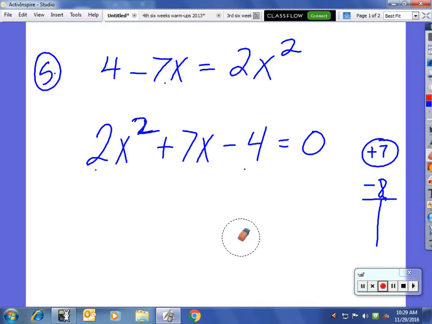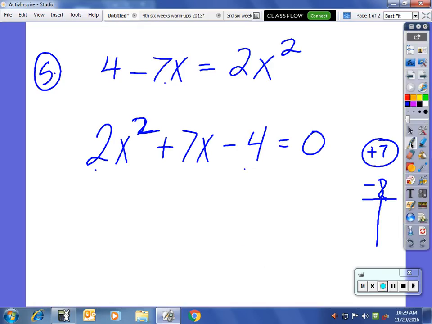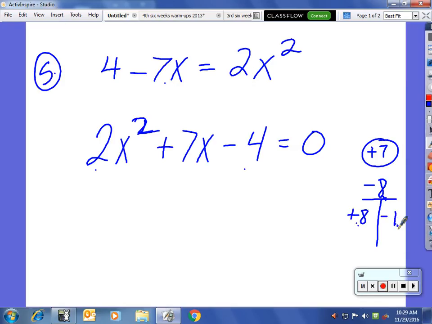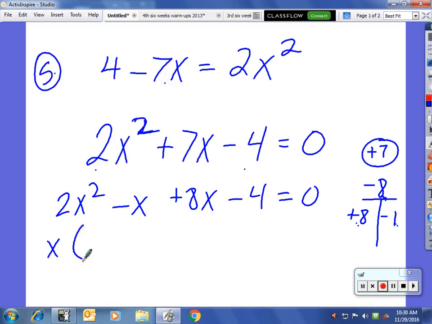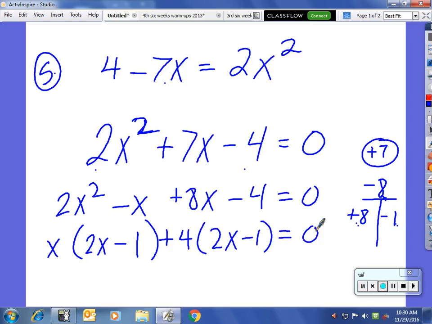Because you'd have a negative 2 and positive 4, so you're still trying to multiply to give negative 8. Okay, so the factors that are going to work here would be a positive 8 and a negative 1. That multiplies to give negative 8, and it adds up to positive 7. Yeah, I would put the negative 1 first. So 2x squared minus x plus 8x minus 4 equals 0. Take out an x here, and you're left with 2x minus 1. Take out a 4 here, and you're left with 2x minus 1. So the factors were 2x minus 1 times x plus 4.